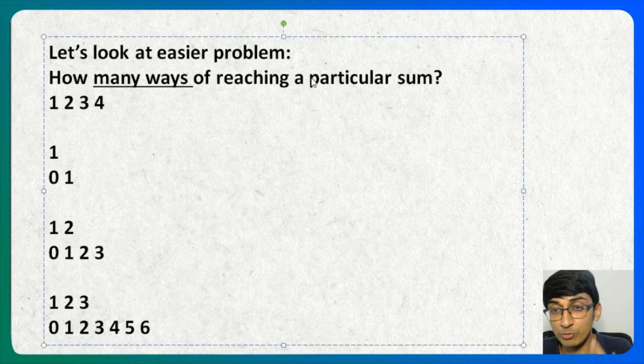Similarly, when we come to 4, there will be 2 ways of reaching 4: just taking 4 itself or taking 1 and 3 together. So we'll have different numbers of ways. Are these sums possible? Yeah, all of these sums are possible, but we want to know how many ways there are.